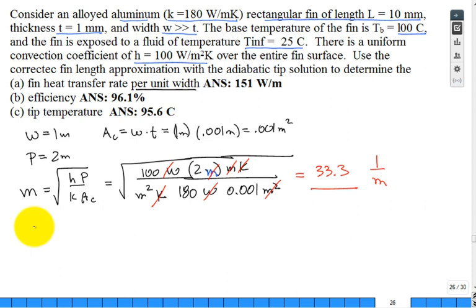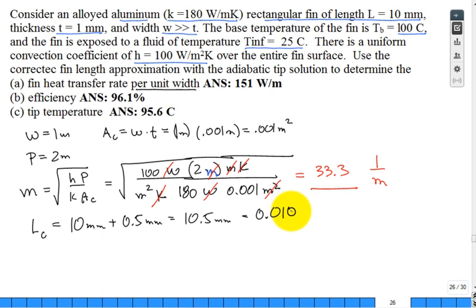What is my corrected length? It's my actual length of 10 millimeter plus my half thickness, so 0.5 millimeter. That's 10.5 millimeter. That's equal to 0.0105 meter. Did I do that okay? Why did I go slow there? Because you can make a mistake on half a millimeter and 10 millimeters, etc.